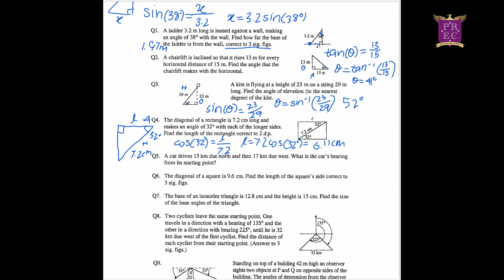A car drives 15 kilometers due north. So 15 kilometers due north. Let's label that 15. That's north. And then 17 kilometers due west.